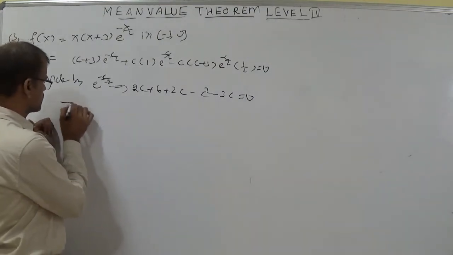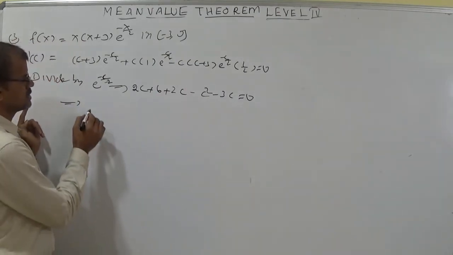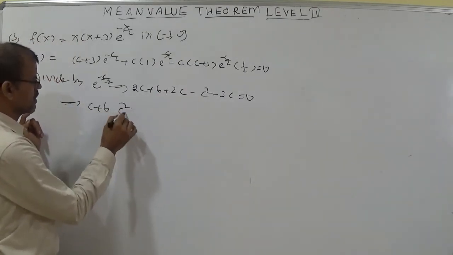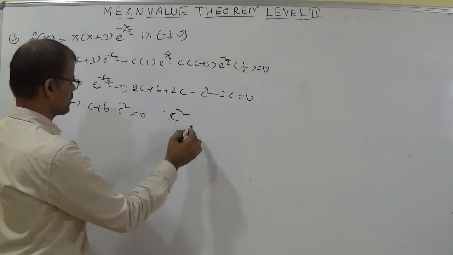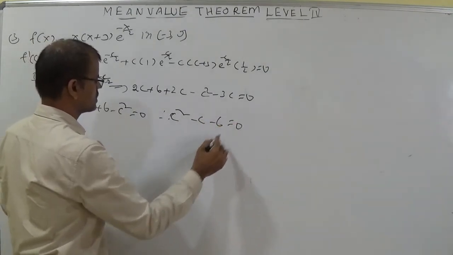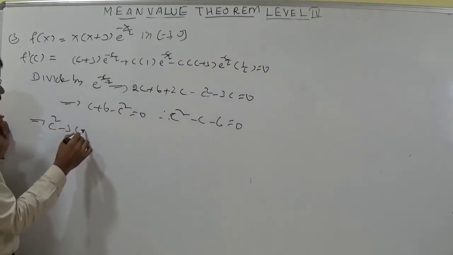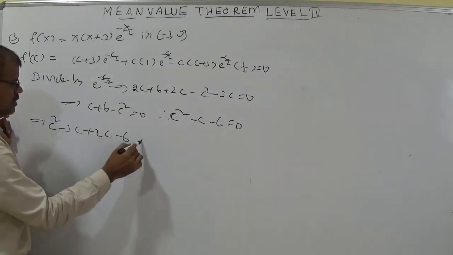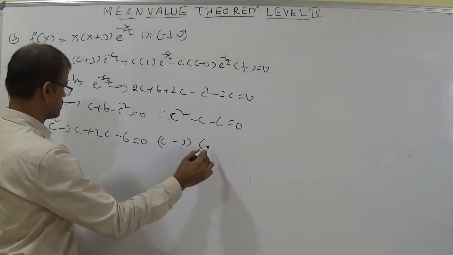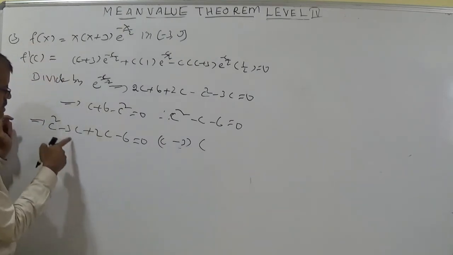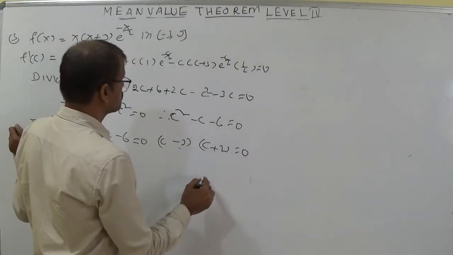Now let us discuss the quadratic equation. 2c plus 4c minus 3c is a c, so c plus 6 minus c square equal to 0. Therefore, c square minus c minus 6 equal to 0. By splitting the middle term, or factorization, we get c square minus 3c plus 2c minus 6 equal to 0. Therefore, c into c minus 3 plus 2 into c minus 3, so c minus 3 into c plus 2 equal to 0.